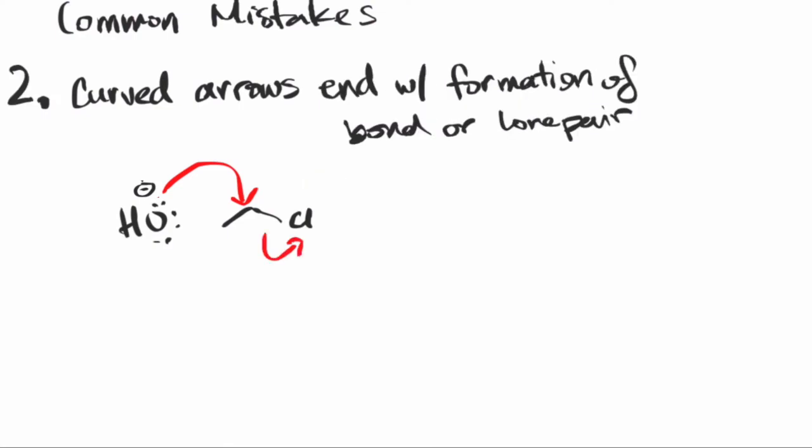And the second rule here is that the curved arrows must end with formation of a bond or a lone pair, which I've been emphasizing as we go through the patterns. So for example, in this case, our first arrow is an arrow that forms a bond, and our second arrow is an arrow that forms the lone pair. So stick with arrows that follow this rule.